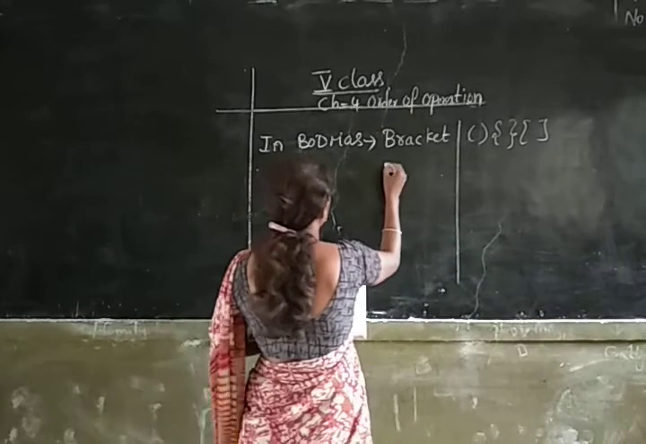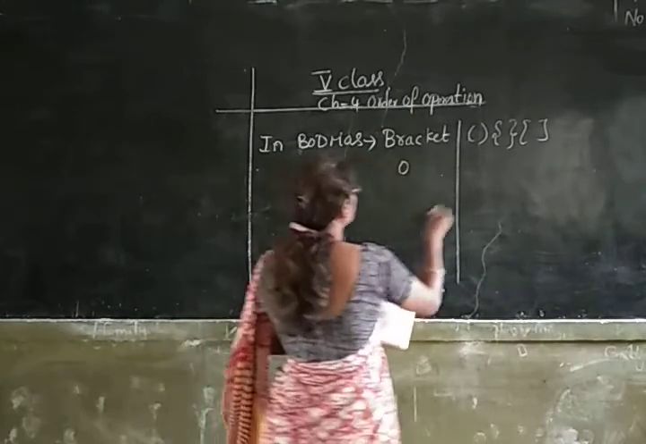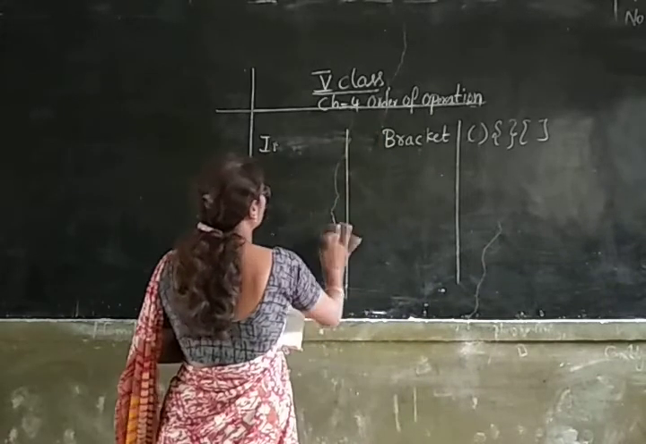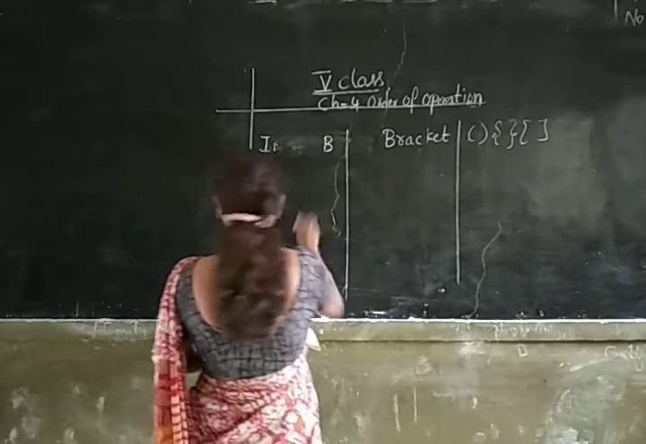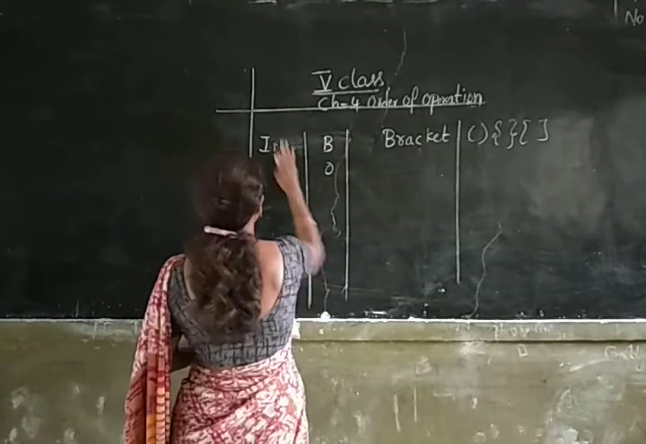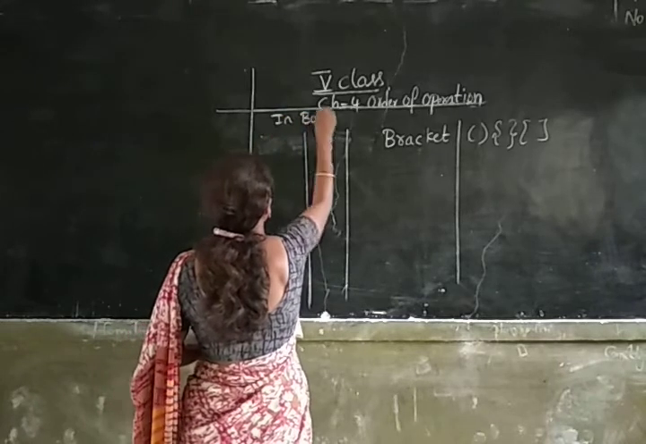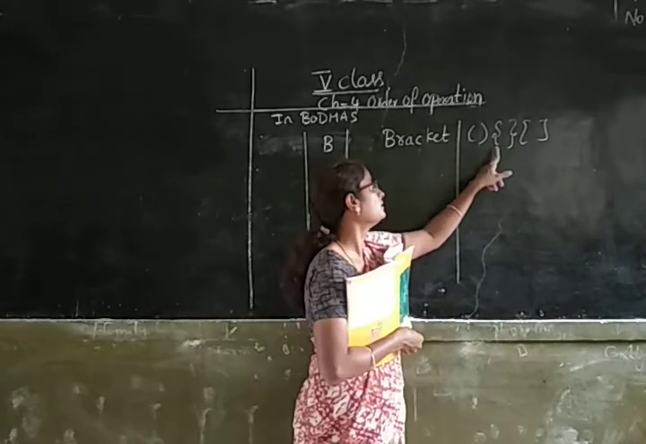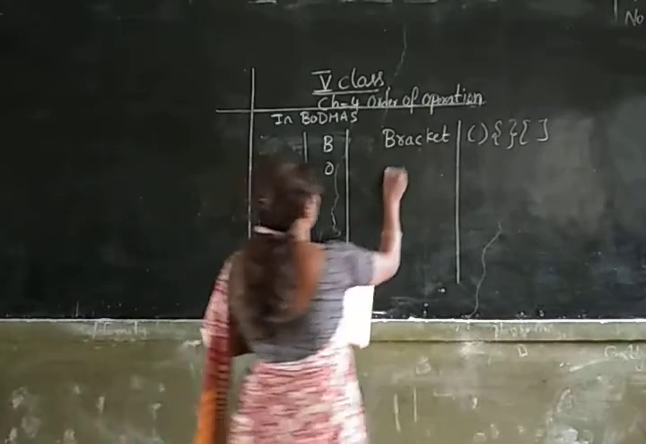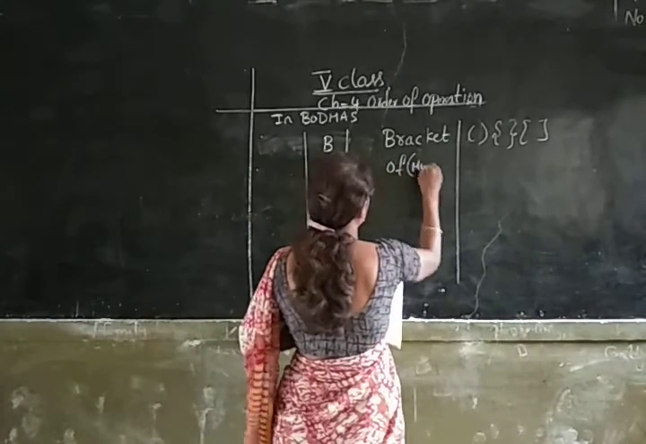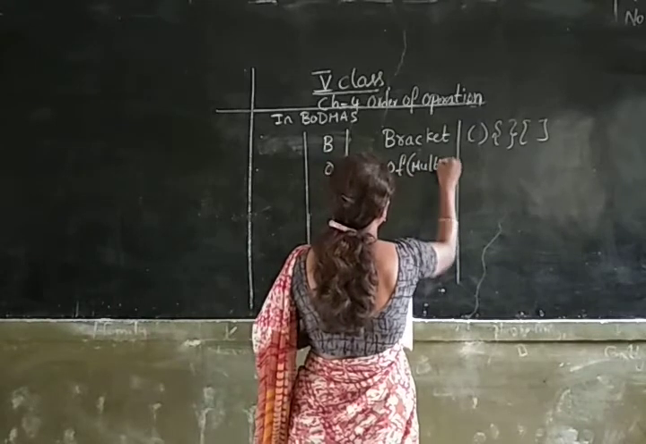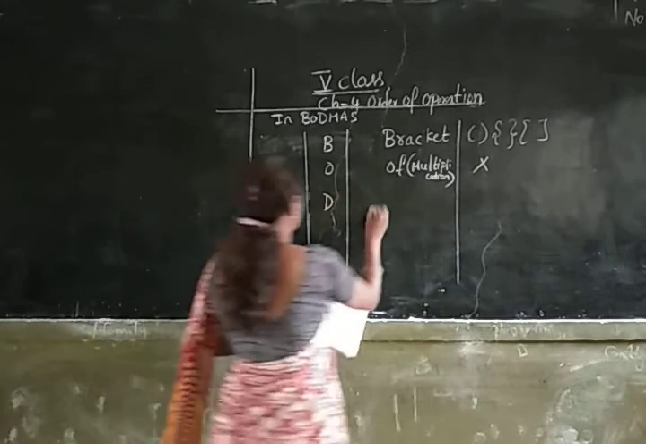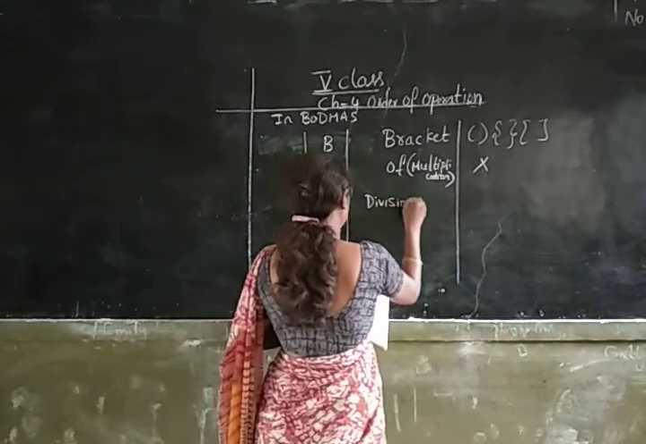And O means of. Okay, children. O means of, which means multiplication. And D means division.